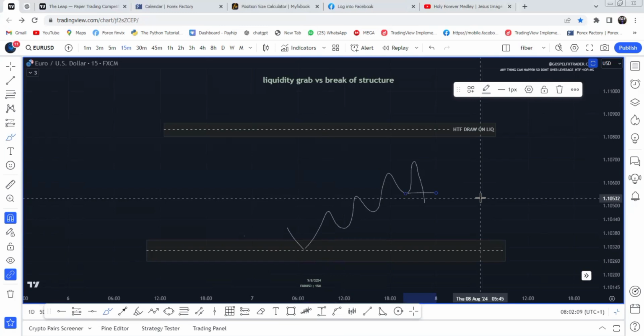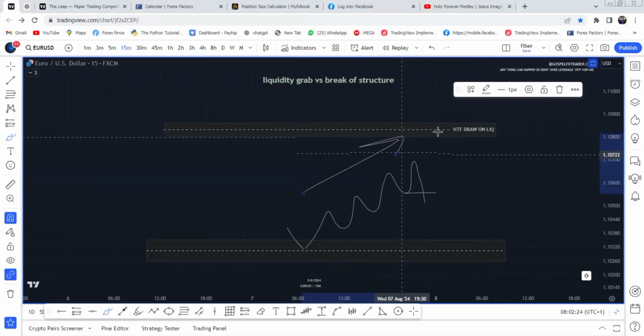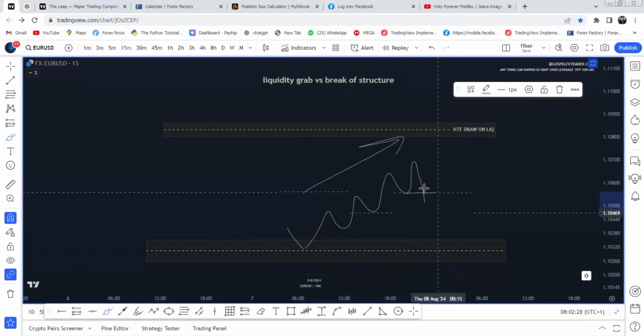If the institutional order flow is bullish, if you have price drawing to a higher time frame key level, any sweep below a swing low is called a turtle soup. All right, it's a liquidity grab. So which means that since our institutional order flow here is bullish, price is going to a higher time frame key level. This sweep below this swing low is a turtle soup.